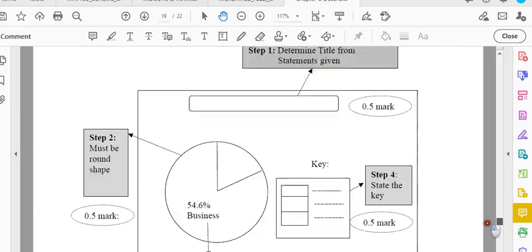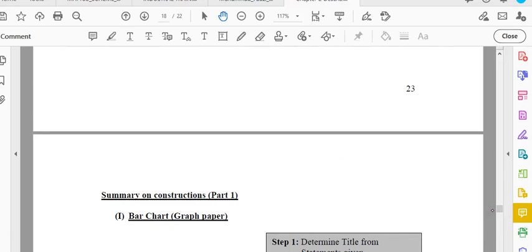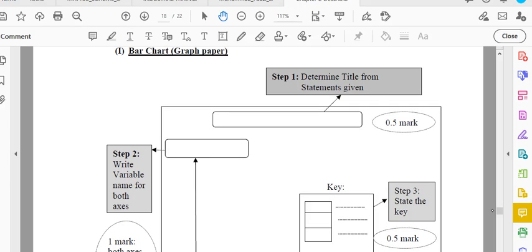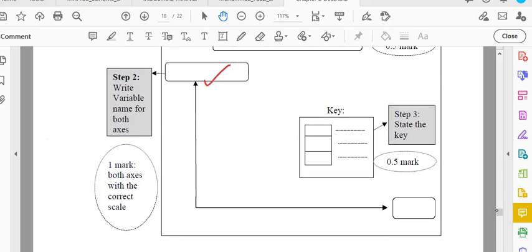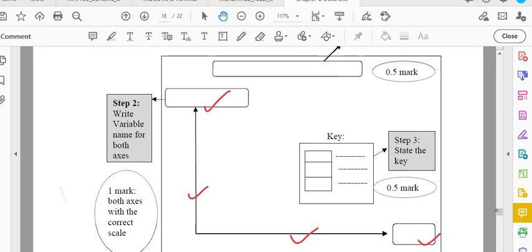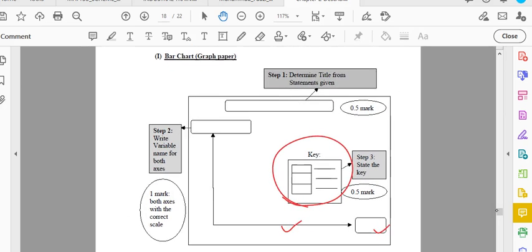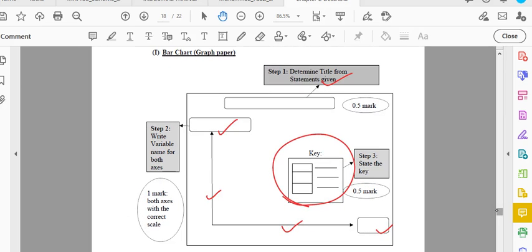First of all, you need to have the title. Then you need to write the variable name: the variable for your y-axis and the variable for your x-axis, together with the correct scale involved. And don't forget, for a bar chart, you may need to have the key. So this is the overall picture of a bar chart.